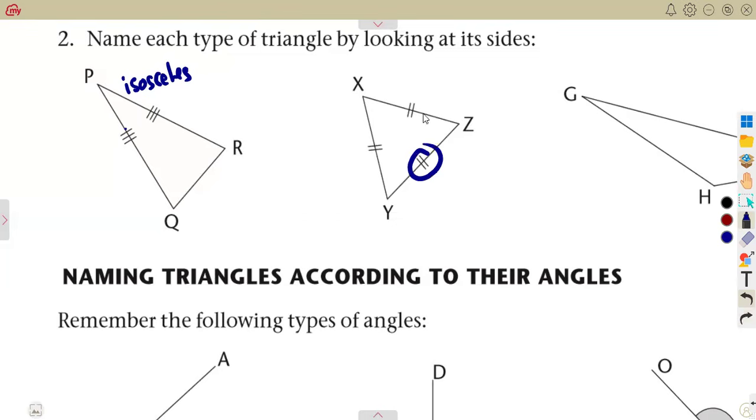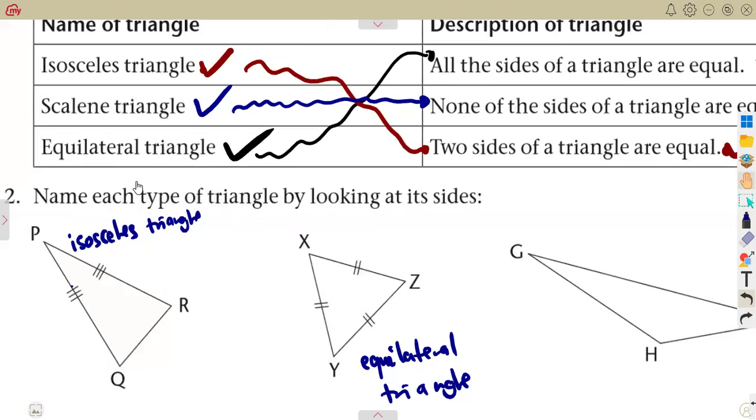This time there are two here, there are two here, there are two here. All the sides are equal. So if all sides are equal, what is it? That's an equilateral. All right. Okay. That's an equilateral triangle. All sides are equal. Remember what I said before about the equilateral.